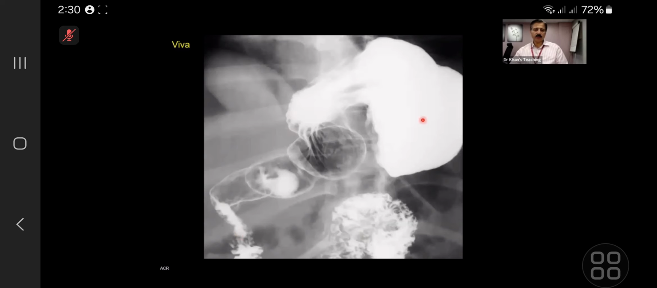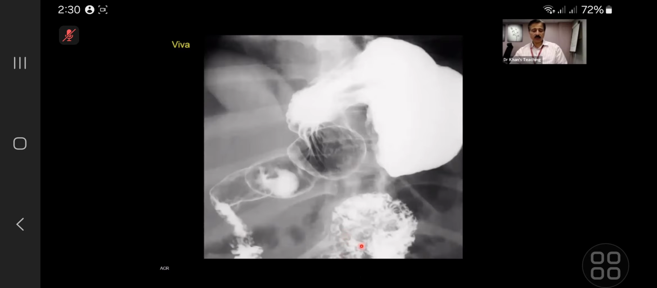What is happening here? That's the pooling of the contrast in the stomach. Is the shape normal? No, the shape is not normal. I will correlate with the history of acute presentation. Then it could be an organoaxial gastric volvulus. So why do you say you will correlate with an acute history? It can be an incidental finding.